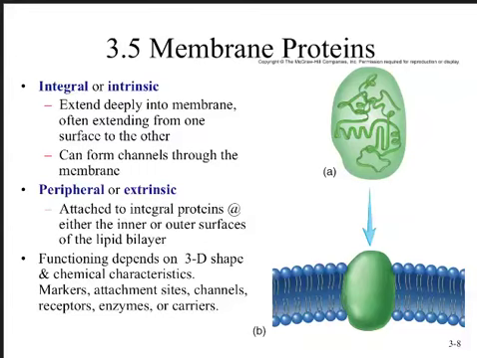Peripheral or extrinsic proteins are attached either to the extracellular half of the phospholipid bilayer and protrude into the extracellular environment, or the interior portion of the phospholipid bilayer where they protrude into the cytoplasm. And their function depends on their shape and their chemical characteristics. They can serve as markers, attachment sites, channels, receptors, enzymes, pumps, or carriers. Okay, all are possible roles for these membrane proteins. So you don't have to think of the cell membrane as simply nothing more than a phospholipid bilayer.